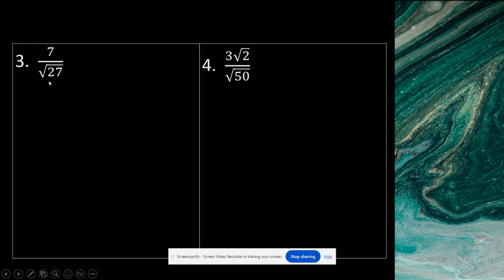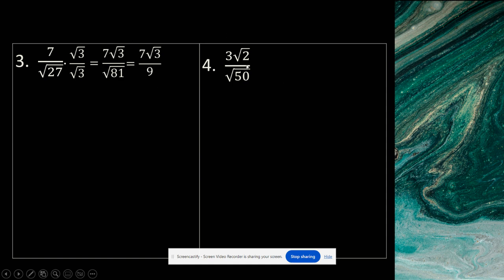So for this one, I have 7 over the square root of 27. Here I'm going to multiply by the square root of 3 over the square root of 3. Again, we're going to see what's going to happen when I multiply 27 by root 3. I'm going to end up with the square root of 81 in the denominator, which of course is a perfect square. So I get 7 root 3 over the square root of 81. Well, the square root of 81 is just 9. So I get 7 root 3 over 9. Okay, so that would be my most simplified form of that one because I can't reduce my coefficients anymore.